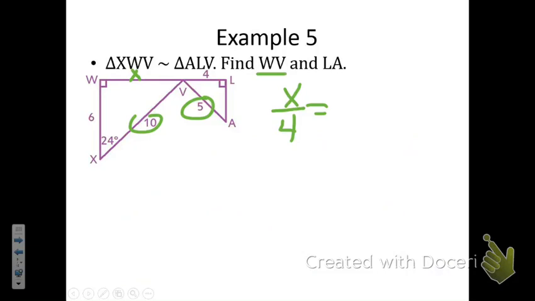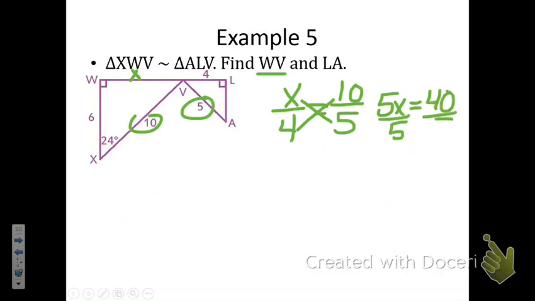Which one's going to have to go on top, the 10 or the 5? Good. I used the X on top, which was part of the larger triangle. So therefore, I have to use the 10 on top. From here, we're cross multiplying, solving it for X. 5 times X is 5X. 10 times 4, 40. So what is X? 8. Good. So WV is 8.